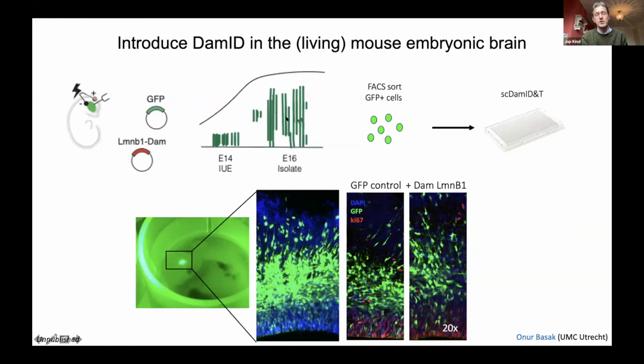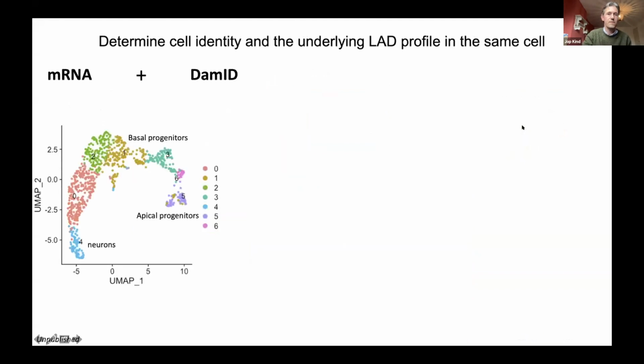Then we capture the cells when they've just started differentiating into neurons and glia for single cell DamID. We can capture the cells based on the expression of fluorescent markers. We sort that into 384 well plates, as I told you before, and we can perform DamID and T. Then because we have these two modalities, the mRNA and the DamID, we can, based on the mRNA, determine the cell types. This UMAP is probably very familiar to you. This is a two-dimensional representation of multidimensional data, and the dimensions are all the transcripts that the cells produced. And here you have all the different cell types that are annotated.